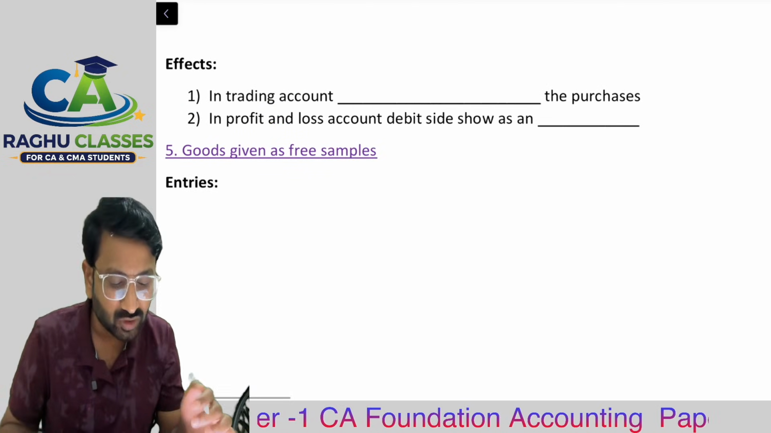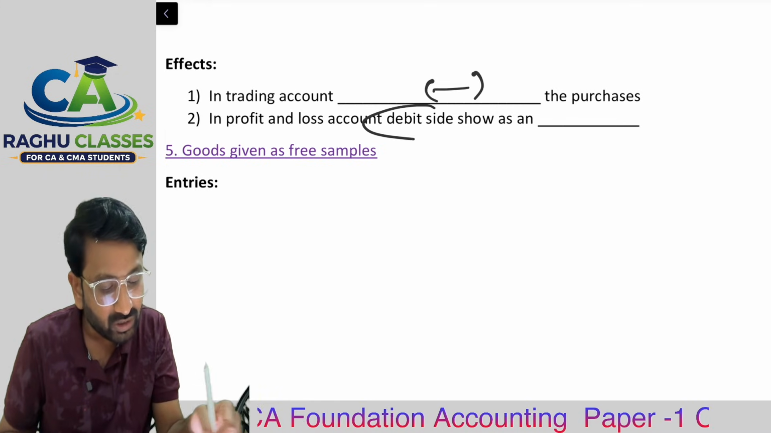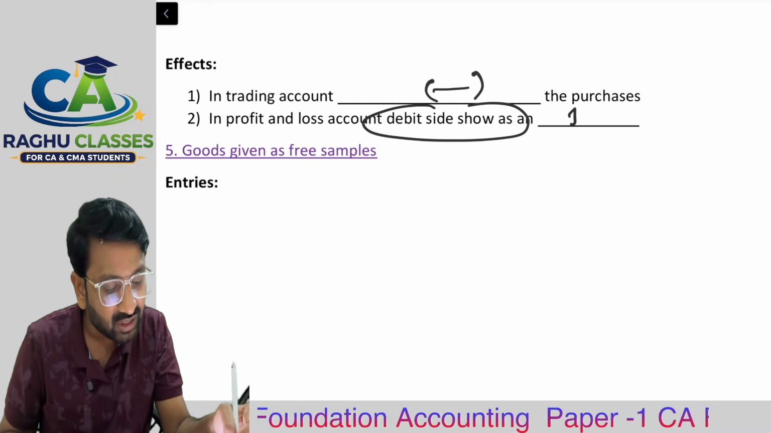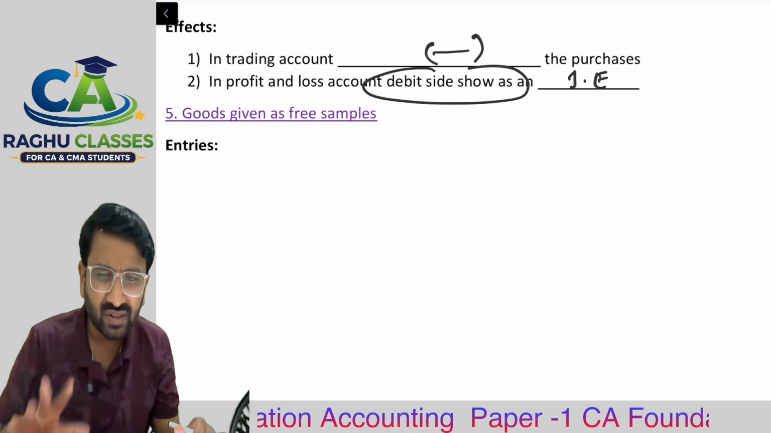Moving on, that's what is given to you. Trading account, minus from purchase. P&L account debit side, show it as indirect expense. Same logic for goods given as free sample.